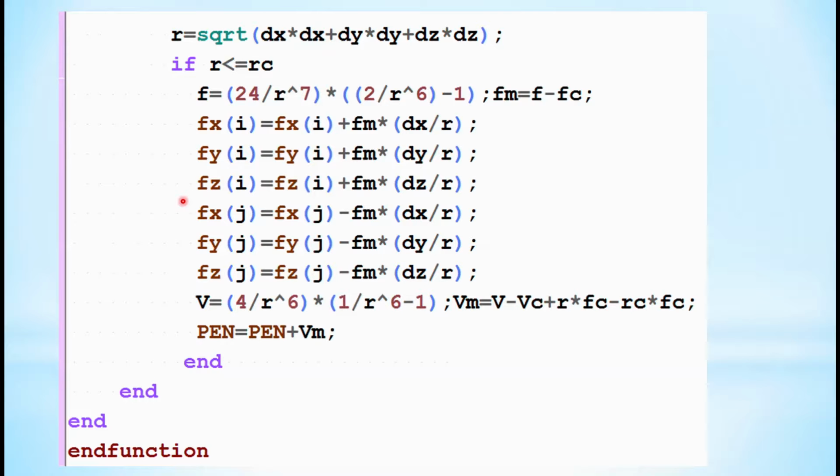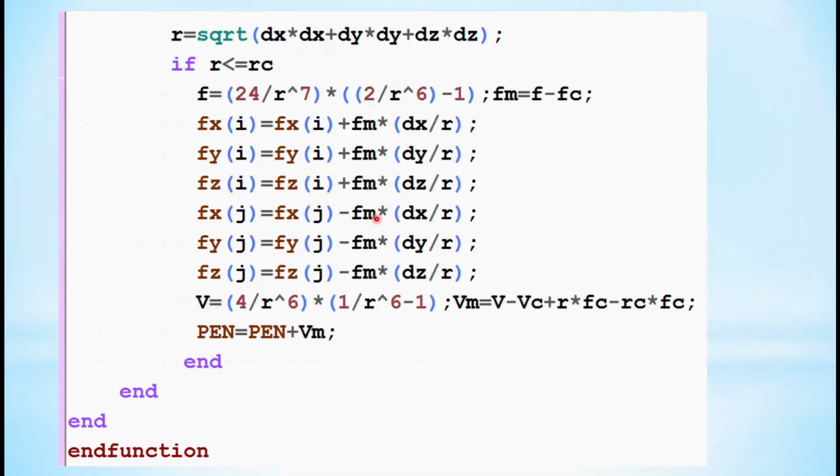Now as discussed earlier, Fij is equal to minus Fji. So we can also calculate the force on the jth particle. So Fxj equal to Fxj minus Fm multiplied by dx by R. This minus sign is because the force on ith particle due to jth particle is in the opposite direction to the force on jth particle due to ith particle.